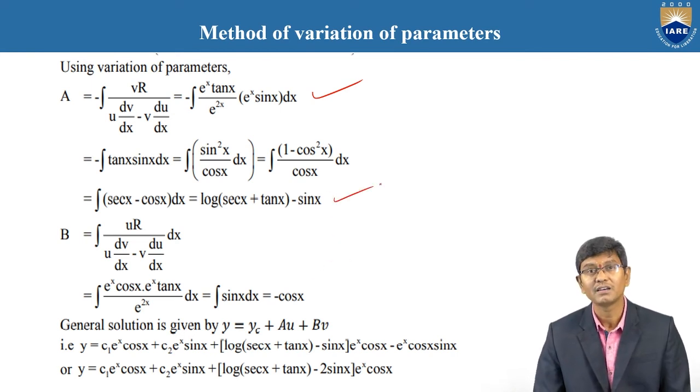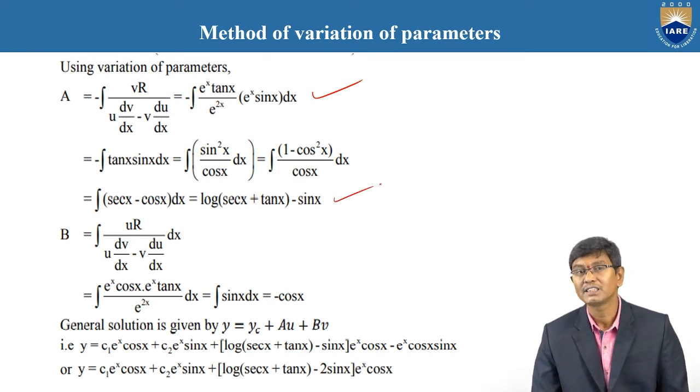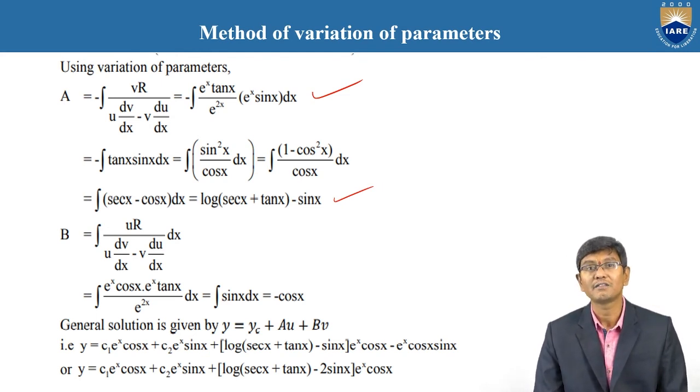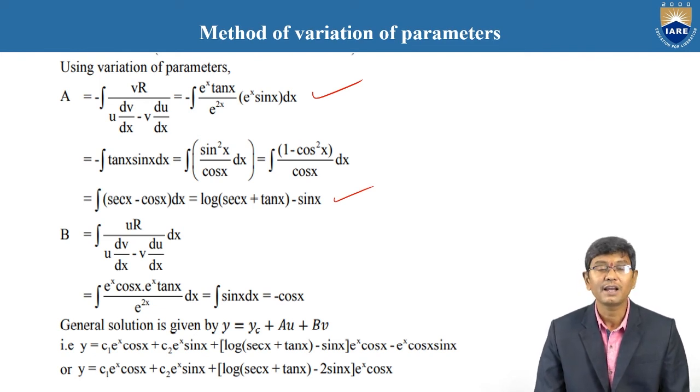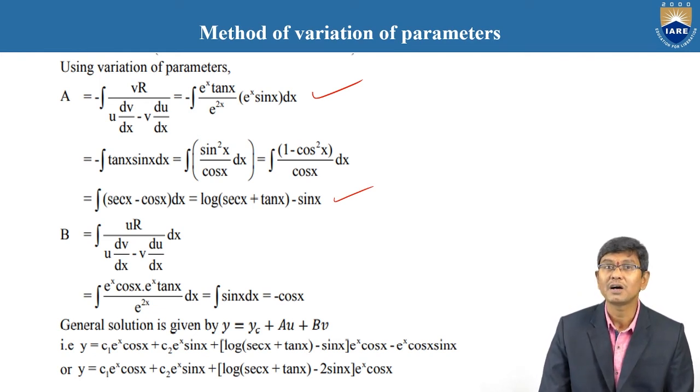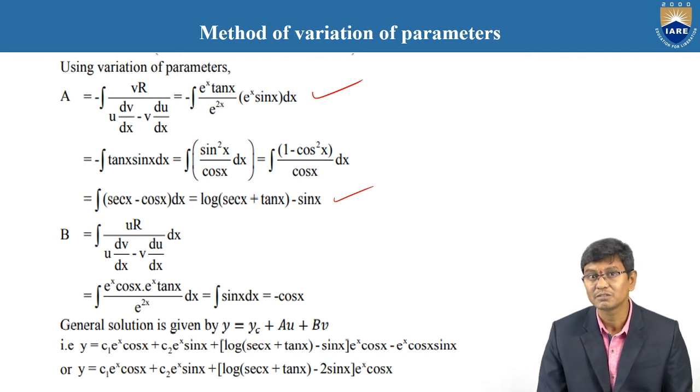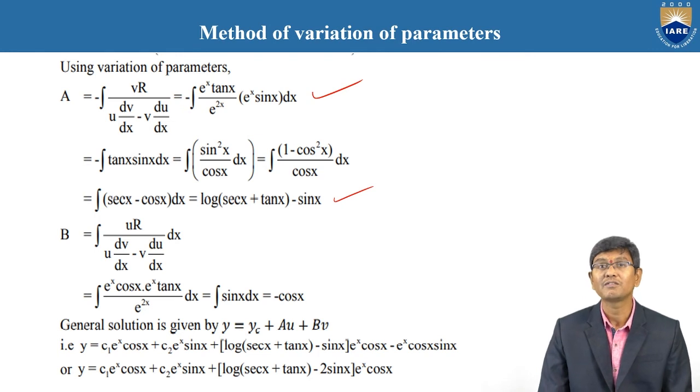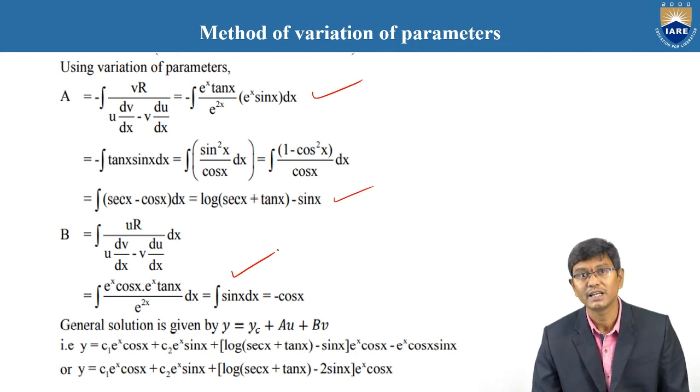That is by using the integration part. Now we need to find the b value, the integration of u r by (u v dash minus v dash u) into dx. Once again, we replace u, r, and u v dash minus v dash u, that is the Wronskian value. After replacing all these three values in the b equation, we obtain the integration of sin x into dx. Therefore, the integration of sin x is nothing but minus cos x.